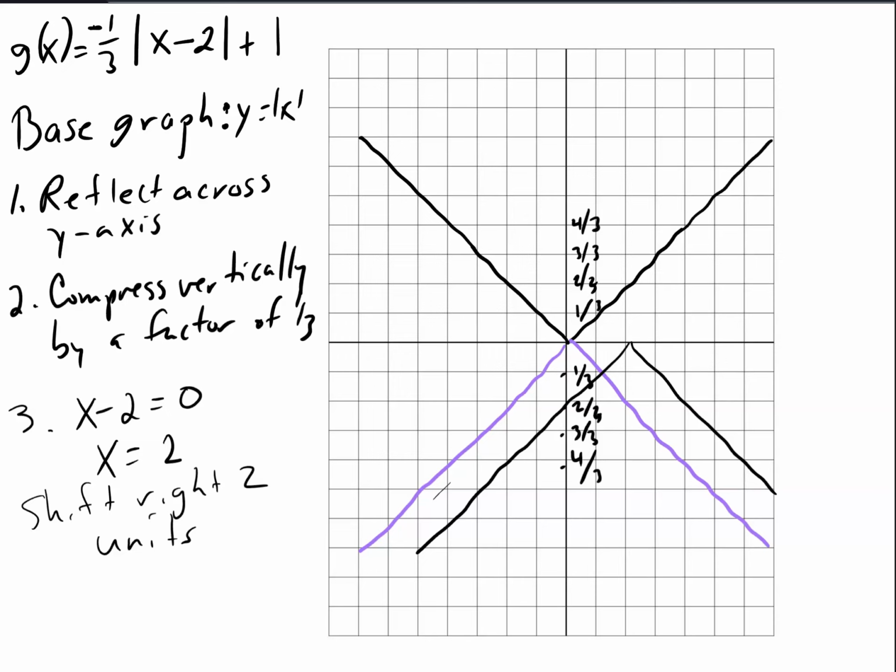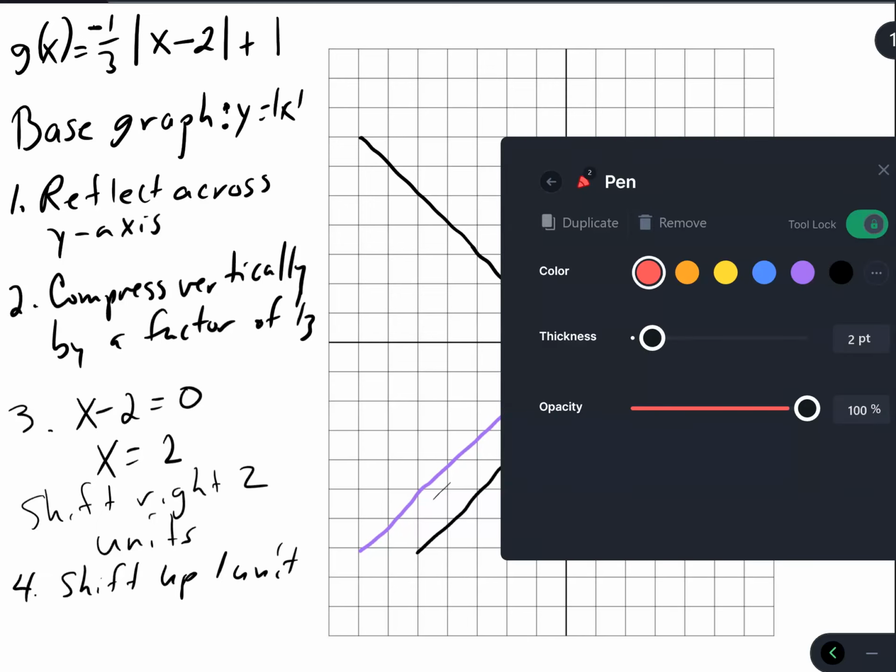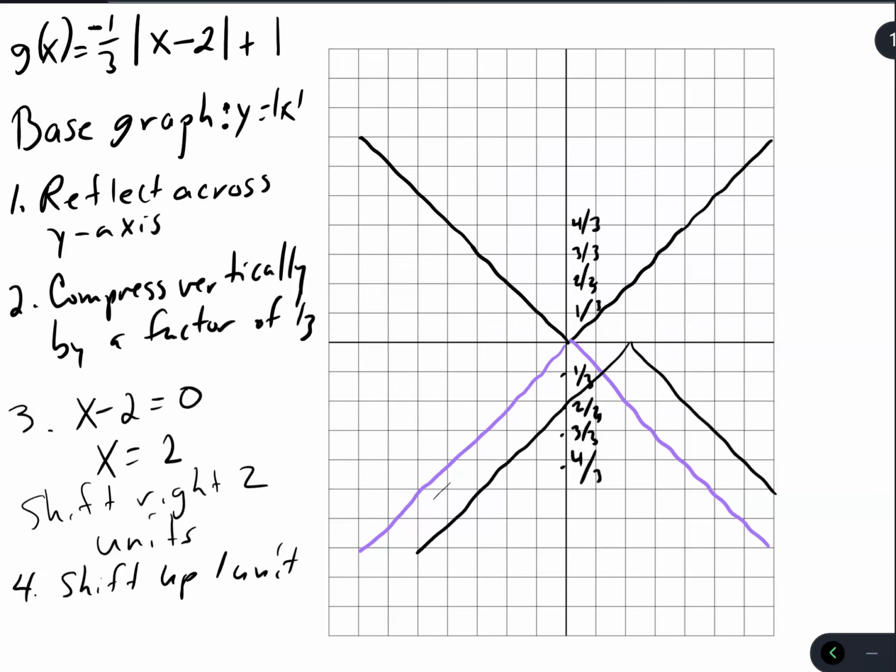And then finally, the last thing we see is a plus 1. That plus 1 tells us to shift up 1 unit. So working off the previous, everything goes up 1 unit. So this point's going to go to here. And again, we have this nice V shape. And this last red one is our final graph.